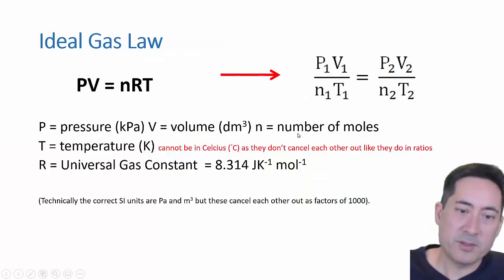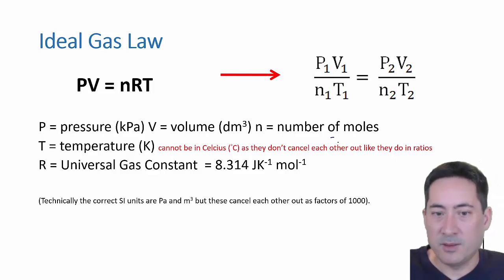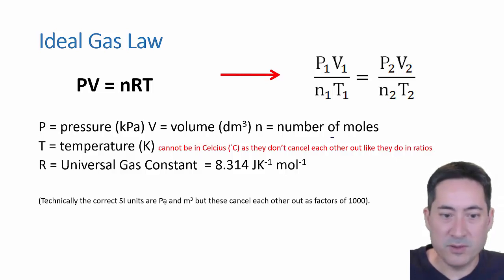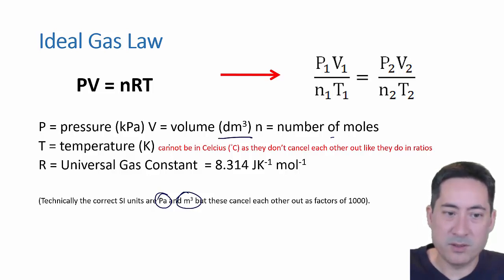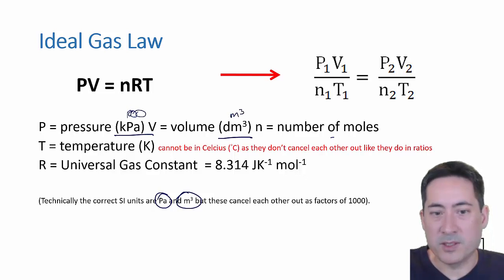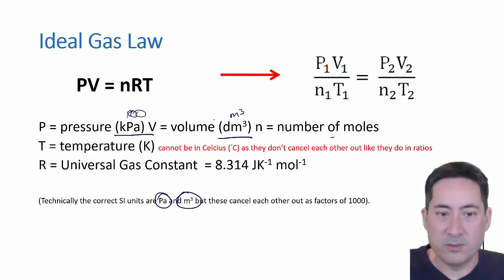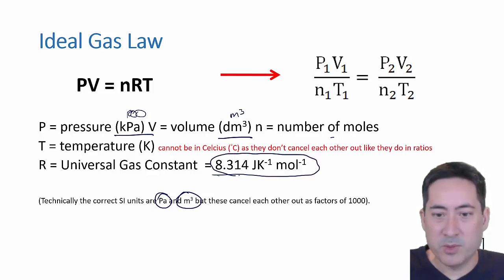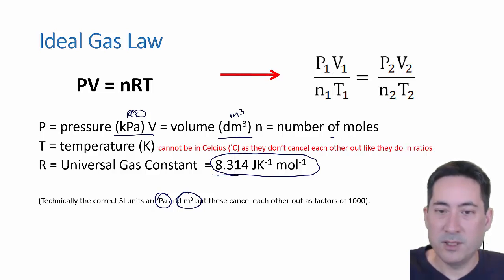So as I mentioned before, PV equals nRT must be memorized. I've decided to simplify this, and instead of using the proper SI units, just use decimeters cubed and kilopascals, because they actually cancel each other out. One you need to times by 1,000, and to get to meters cubed you need to divide by 1,000, or vice versa. And so the units are kilopascals, kelvins, and that's the ideal gas constant from your data booklet.